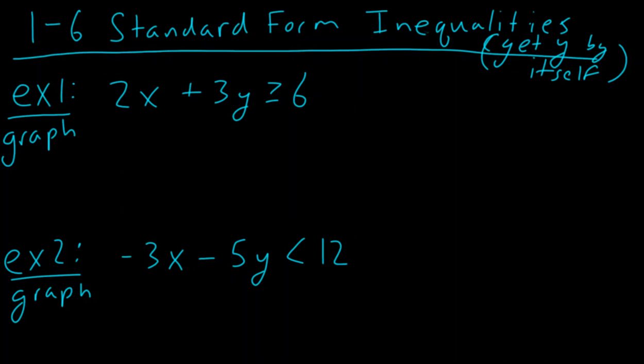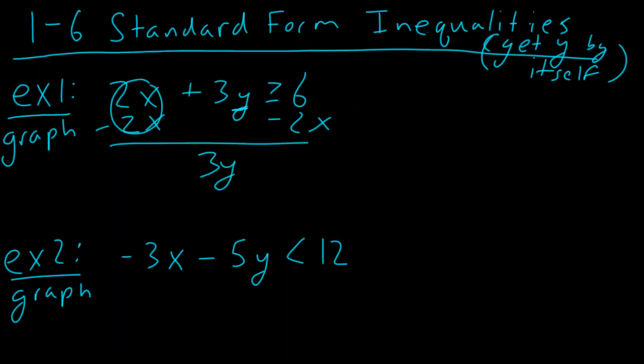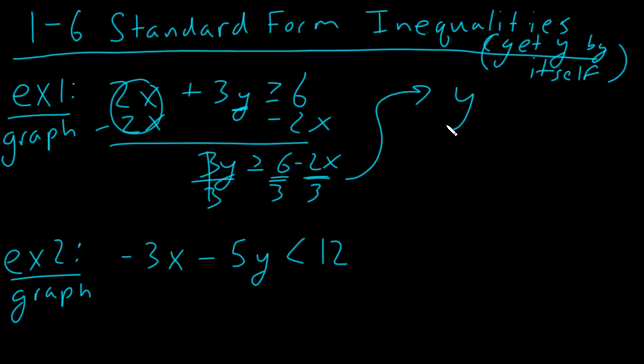Okay, for example 1, we notice that our y is here on the left side, so we have to start by getting rid of that 2x. So I subtract 2x from both sides, my 0 pair goes away, and I have 3y is greater than or equal to 6 minus 2x. Now we can divide both sides by 3, or the best way I would say it to you is to divide each term individually by 3 on the right hand side, and this would give us y is greater than or equal to 6 divided by 3 would be 2 minus 2 over 3x.